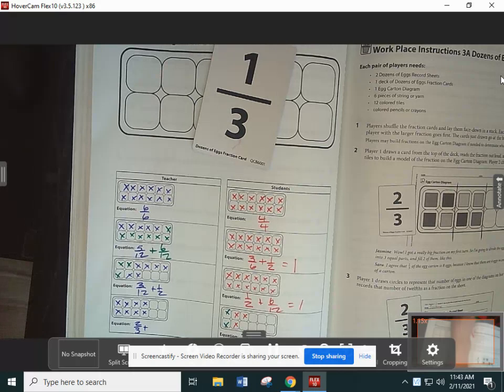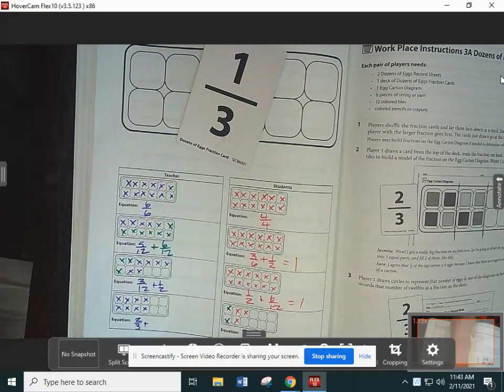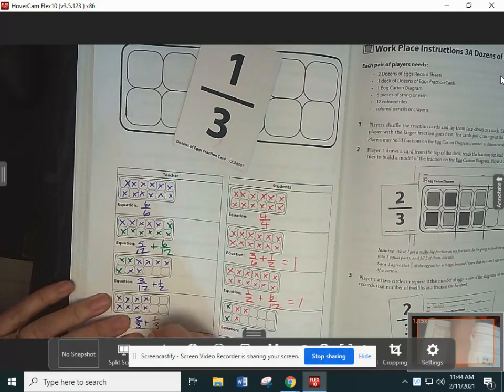You guys at home, sorry, you can't see the actions. How many eggs is in 1/3? 4. No, 3. One more.